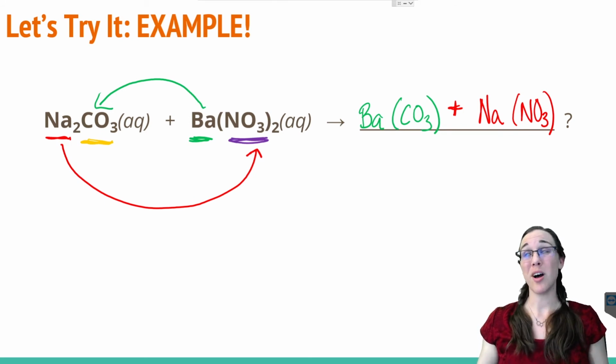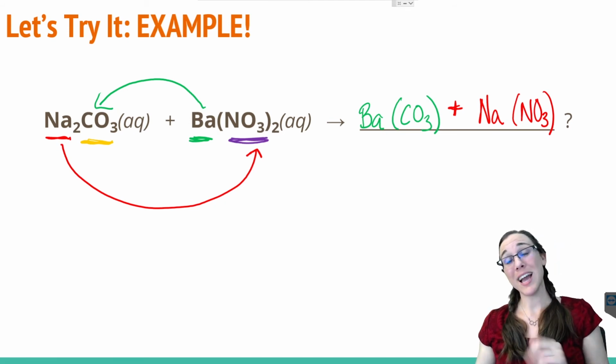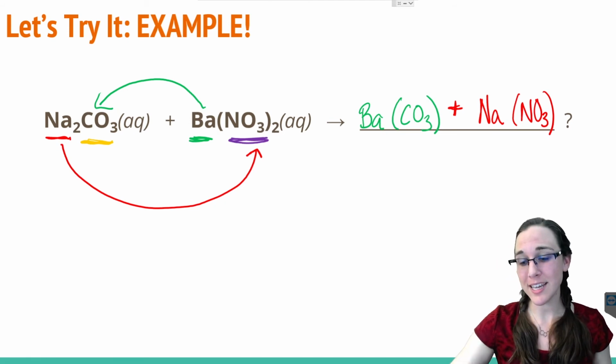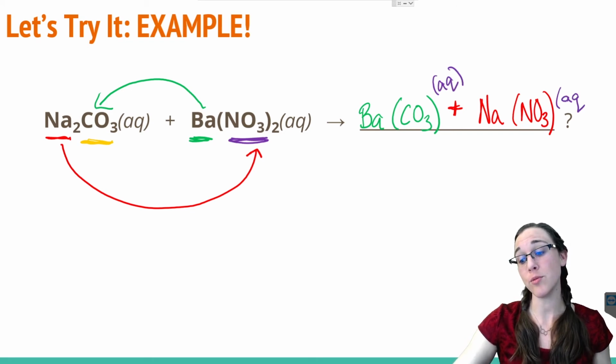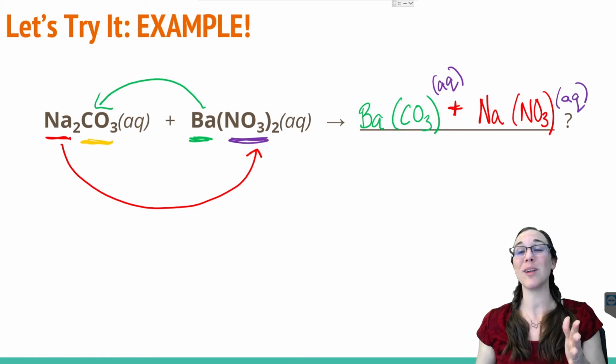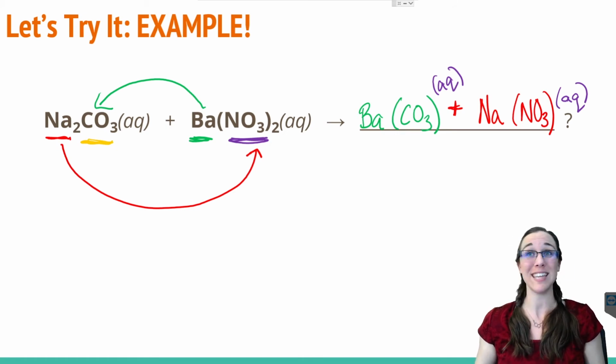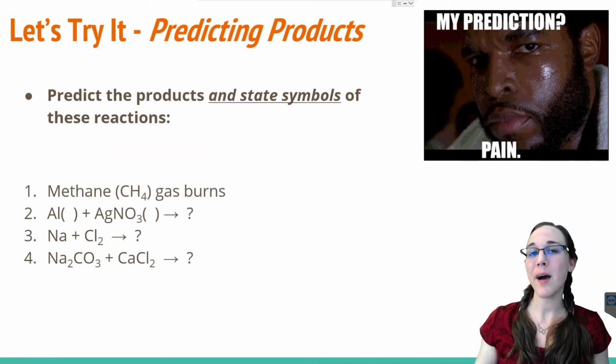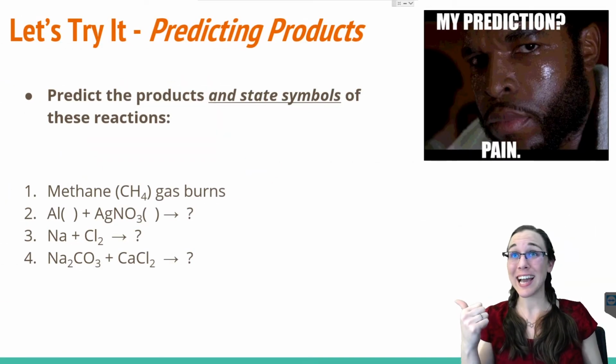Okay, that's cool and all, but now we need to also predict what state these are going to be in. These both happen to be ionic compounds, so we would predict that both of these would be aqueous, AQ, as a general rule until we figure out what the solubility rules are in the future. For now, whenever we see ionics, we're going to predict that it's aqueous. Think you got it? Go ahead and pause the video here and give these guys a try.